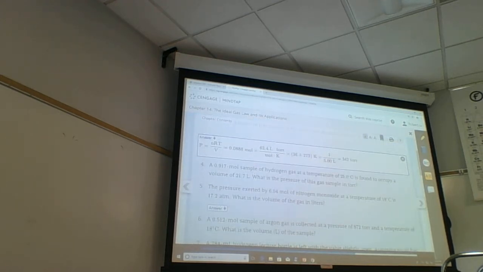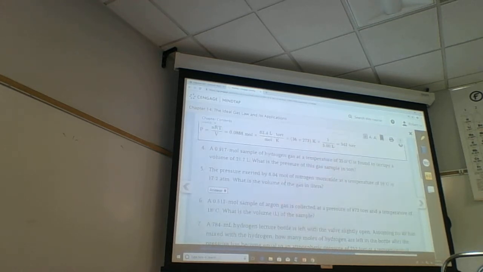A 0.917 mole sample of hydrogen gas at a temperature of 25 degrees C occupies a volume. So this is the same thing, we calculate the pressure. They give us moles, n, they give us T, temperature, and they give us P, pressure. So the only thing that's missing is the volume. So we just solve it. Volume is equal to nRT over P. We'll just plug in the moles. Temperature we have to convert. Atmospheres we don't have to convert.